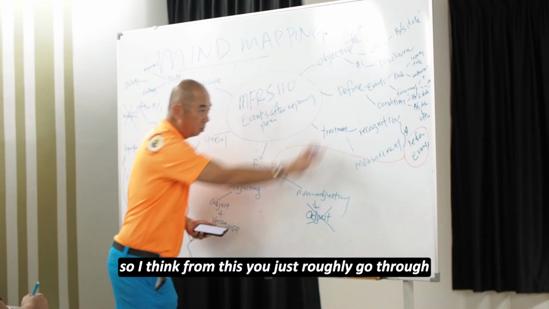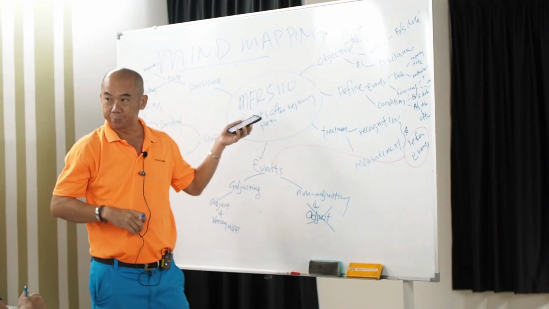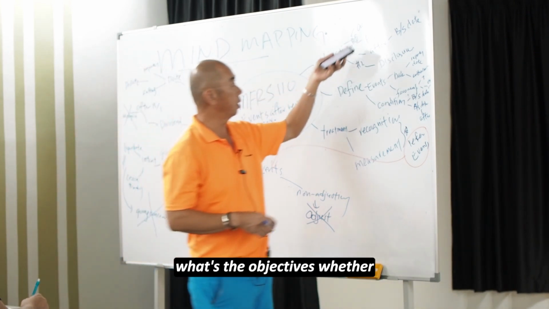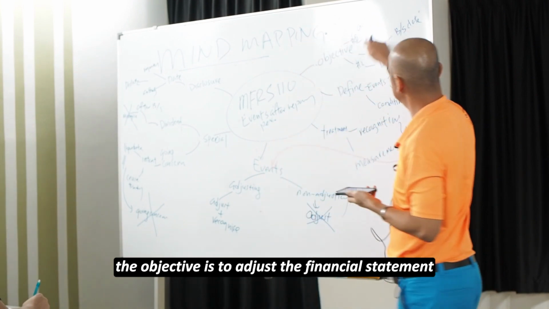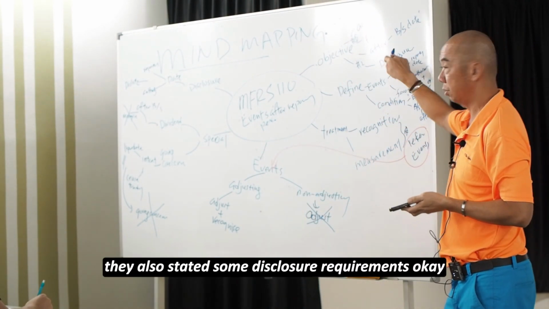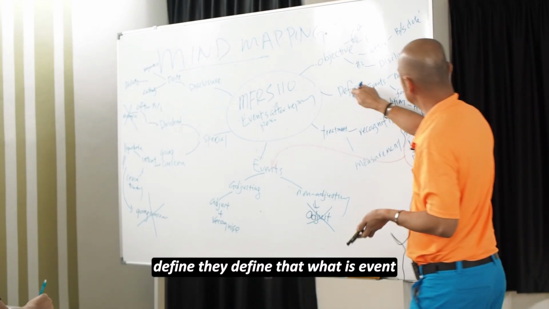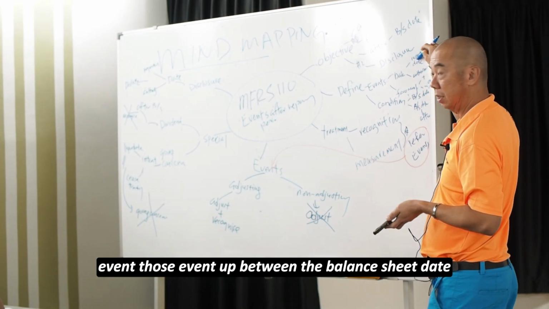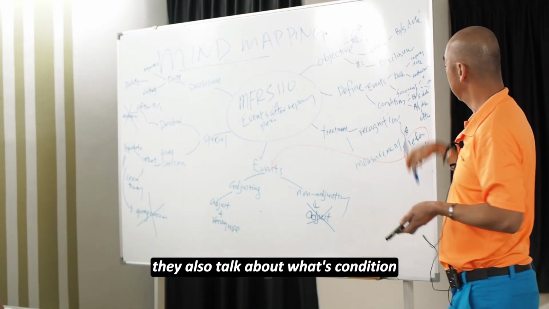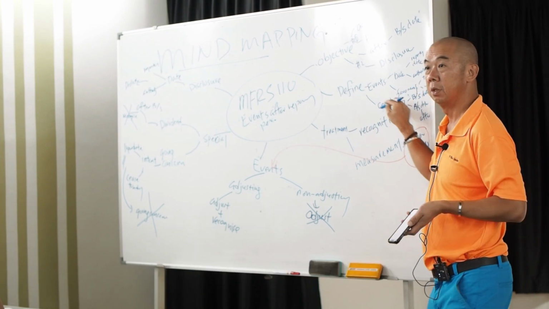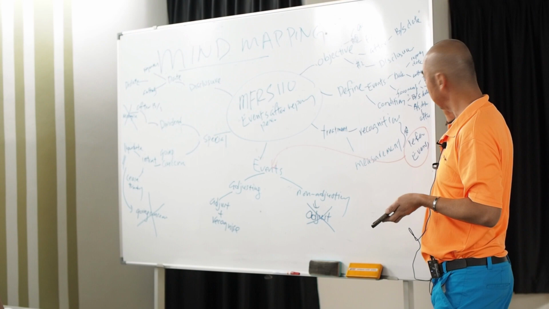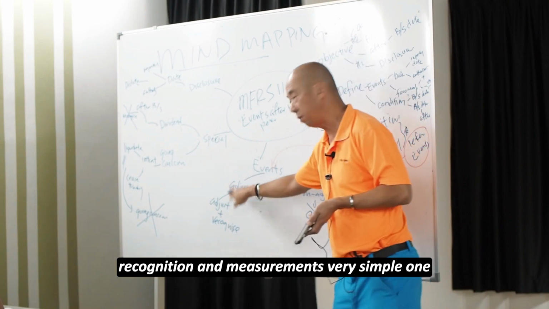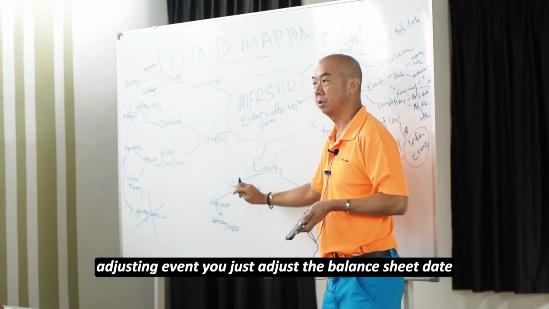So I think from this, you just roughly go through MFRS 110 events after the reporting date. Normally, what is the objective? Whether the objective is to adjust the financial statements after the balance sheet date. They also stated some disclosure requirements. Okay, they define what is event. Events are those events between the balance sheet date and the authorization date. They also talk about what's condition, favorable or unfavorable conditions. They talk about treatment, recognition, and measurements. Very simple one. Adjusting event, you just adjust the balance sheet date.